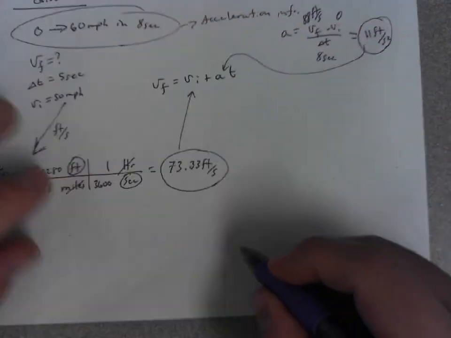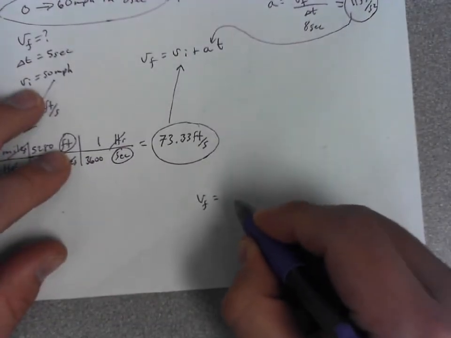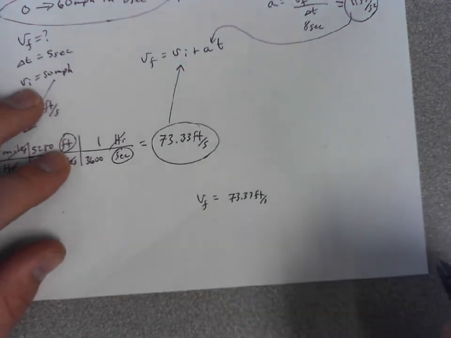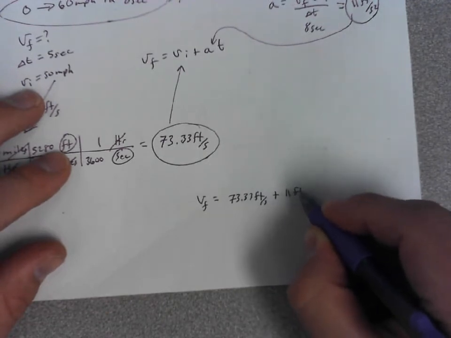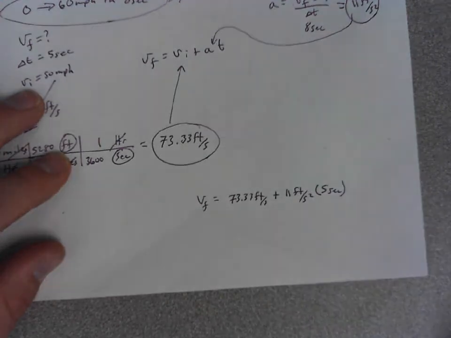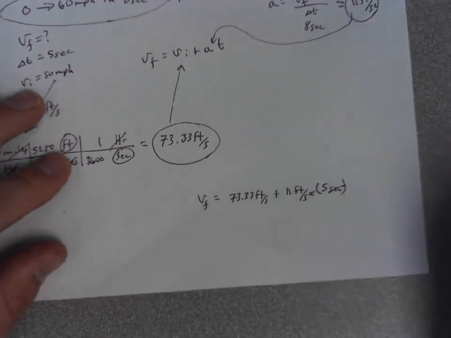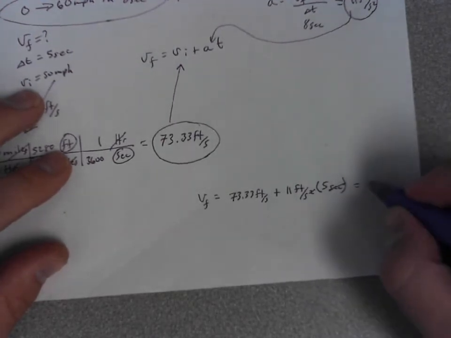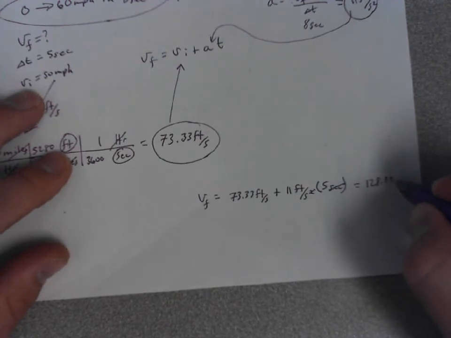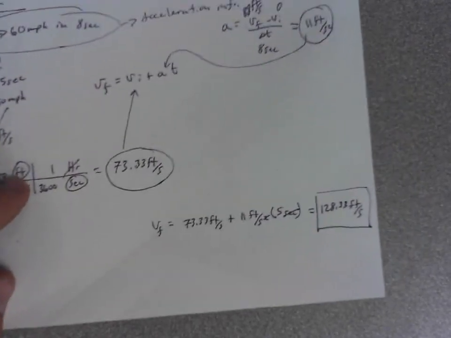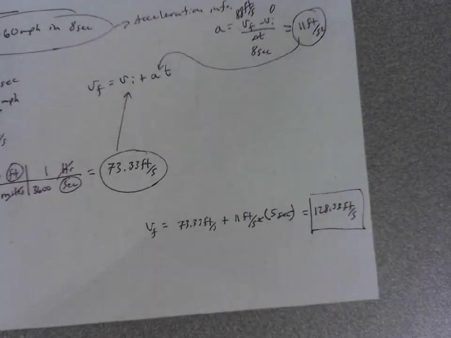So by final equation, if I'm going to write this out, I've got v final is equal to 73.33 feet per second plus 11 feet per second squared times 5 seconds. The seconds there cancel there and there. Put in the calculator. You're going to get a value of around 128.33 feet per second. That's in the right units. That's the units for velocity. We have a displacement over time.